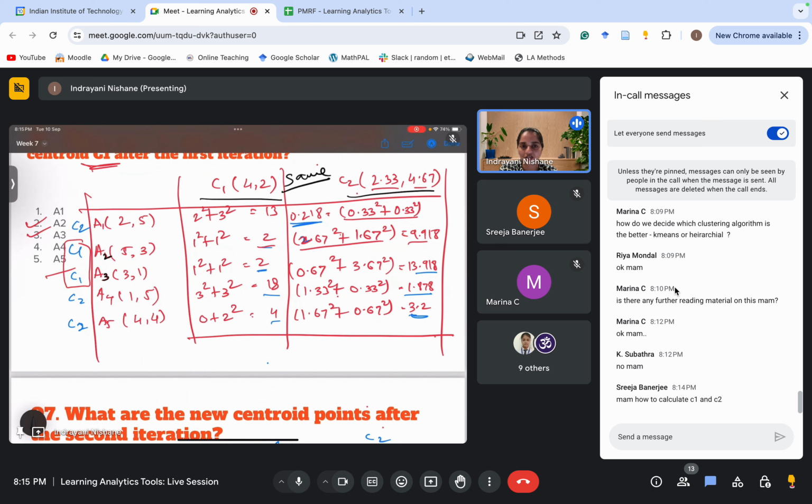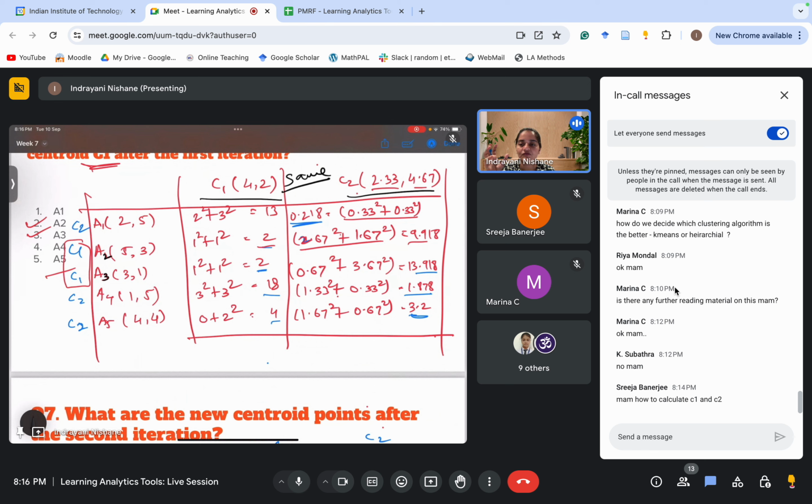Centroid is not changing because the data points which belong to a particular cluster, C1 or C2, are the same. So their average also remains the same. Hence, the centroids after the second iteration are the same. So this is where we are stopping.